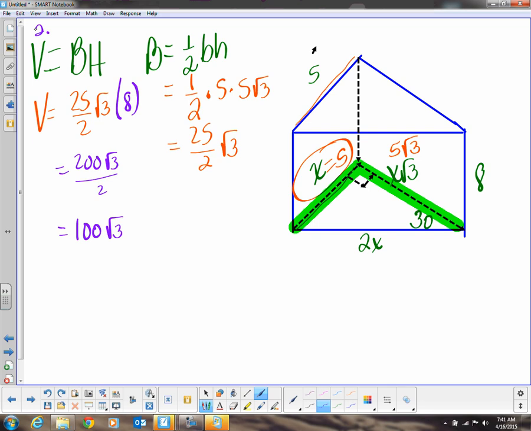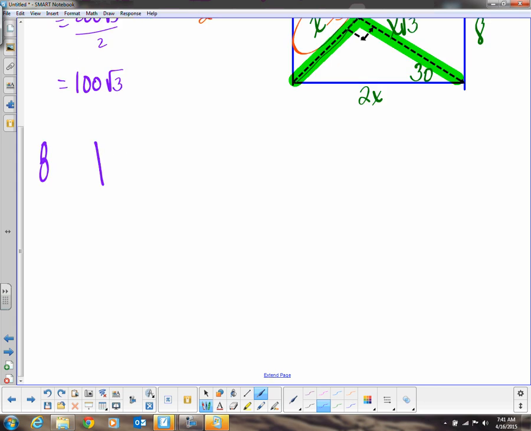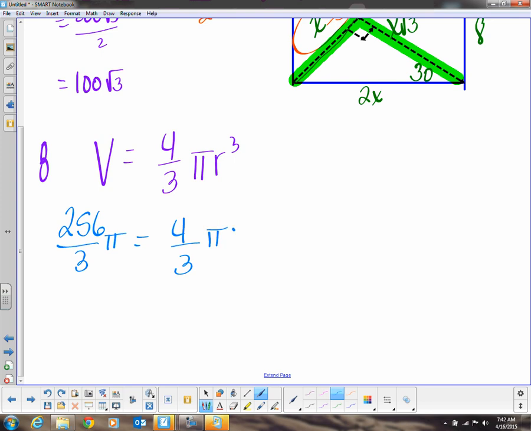Number 8. A sphere. Okay, you will be working backwards. Volume formula for a sphere is 4/3 pi r cubed. All right. Number 8 says a sphere has a volume of 256 over 3 pi. Where should that go? On the V side, 256 over 3 pi. And that's going to be 4/3 pi r cubed. How do we start to solve this? Multiply by 3.